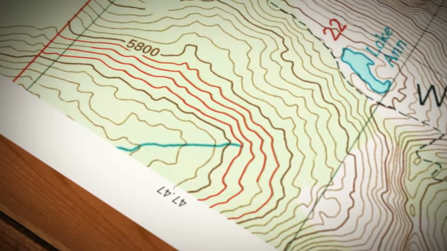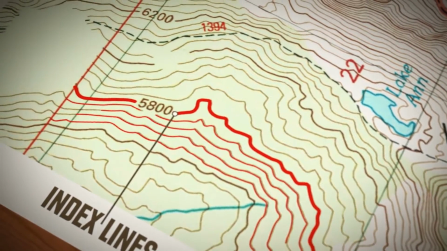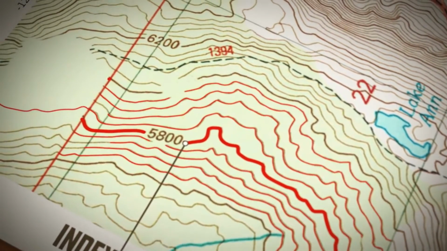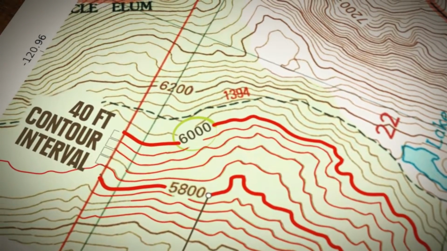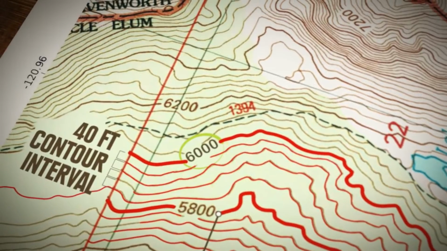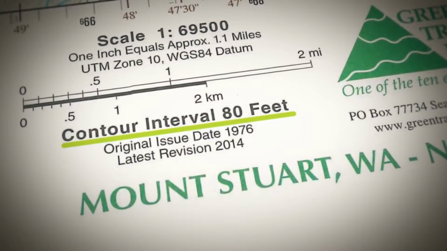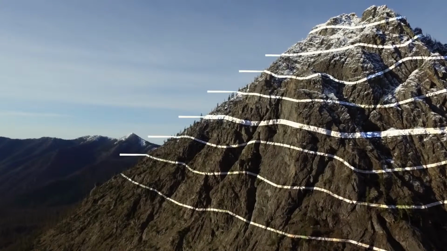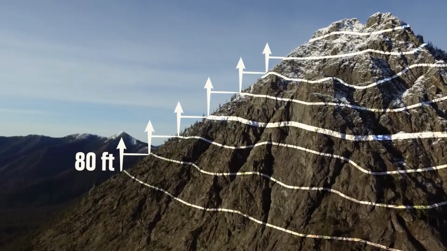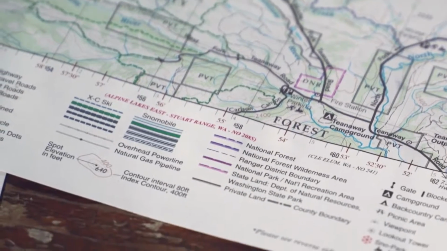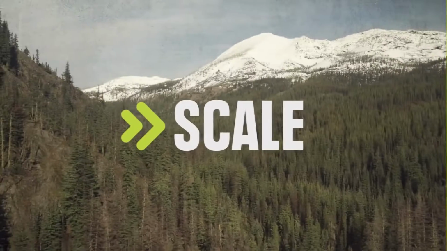Every fifth contour line on a topo map is thicker than the others, and those thick lines are called index lines. At some point along every index line, you'll find the elevation for that line written on the map. The change in elevation from one contour line to the next is always the same on the map. And most maps have either a 40 or 80-foot contour interval. If your map has an 80-foot interval, that means that each contour line is 80 vertical feet away from the next. You can find all the specific details about the contour intervals and index lines for your map in its legend.